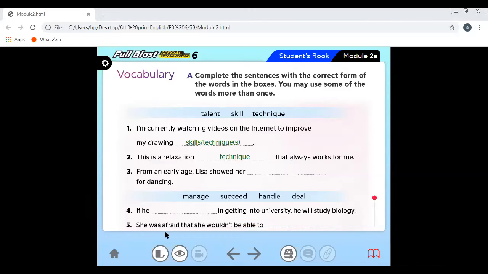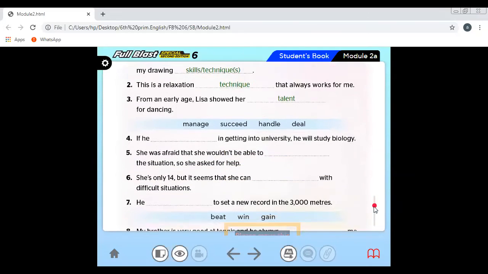Hala Hassan, read and answer number three. From an early age, Lisa showed her talent for dance. Her what? Talent. Excellent, talent. I want you to write down the answers in your books. Let's go to the second board.